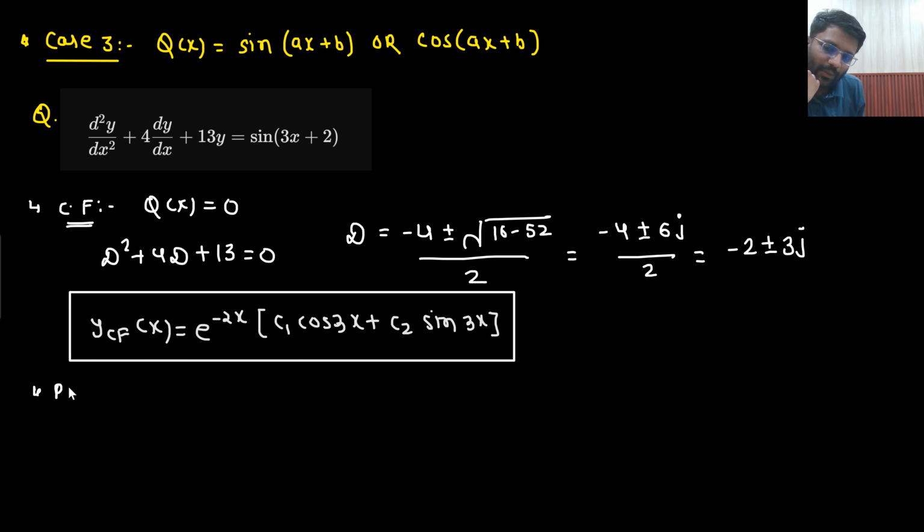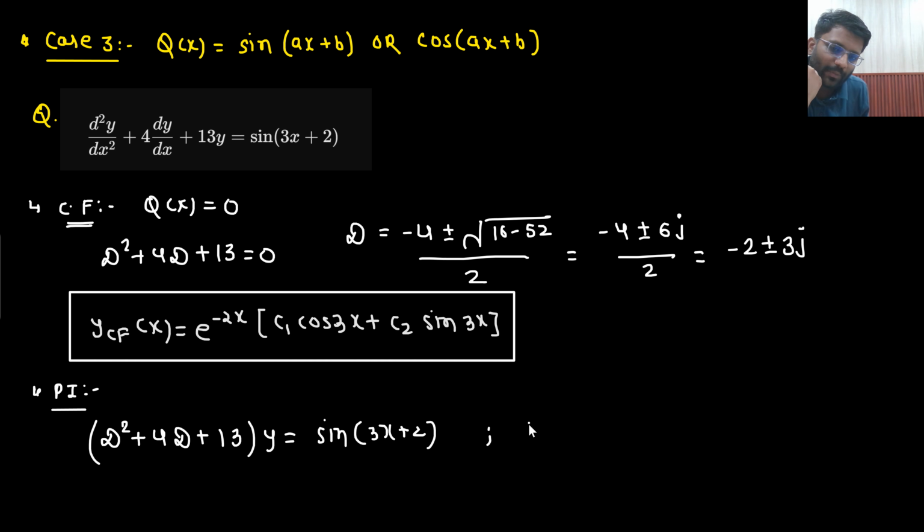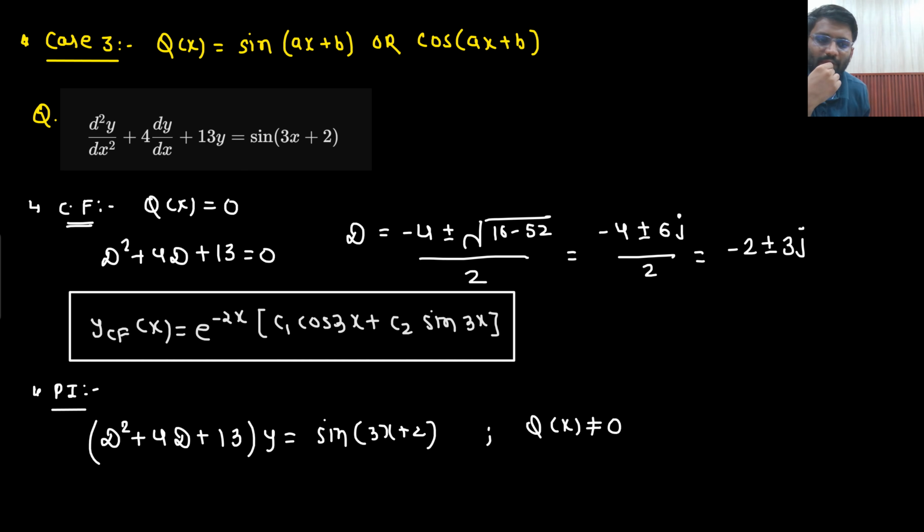Now I need to calculate the particular integral. For the particular integral there is a certain method, which we will see. So sir, for the particular integral, we write (D square plus 4D plus 13) y equals sin(3x plus 2). Why is that so, sir? Because for the particular integral, Q of x cannot be put equal to 0. So y equals sin(3x plus 2) upon (D square plus 4D plus 13).